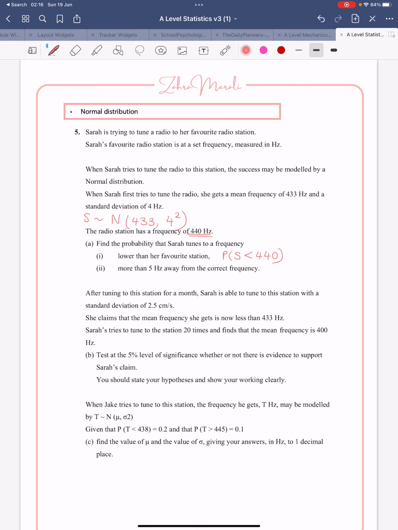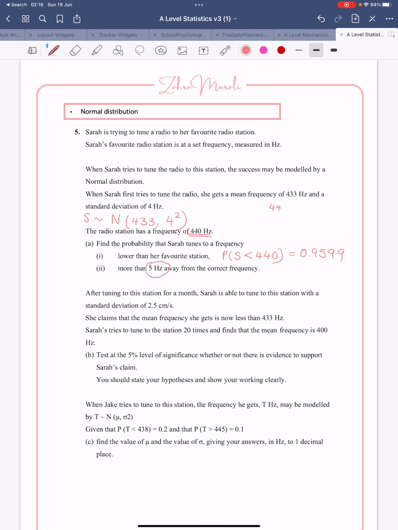You're going to use your calculators. Remember, equals doesn't mean anything in normal distribution because it's continuous. So the sliver is so small, if you ever get asked anything with equals, it's just 0. So we're trying to find the probability S is less than 440, and we get 0.9599.